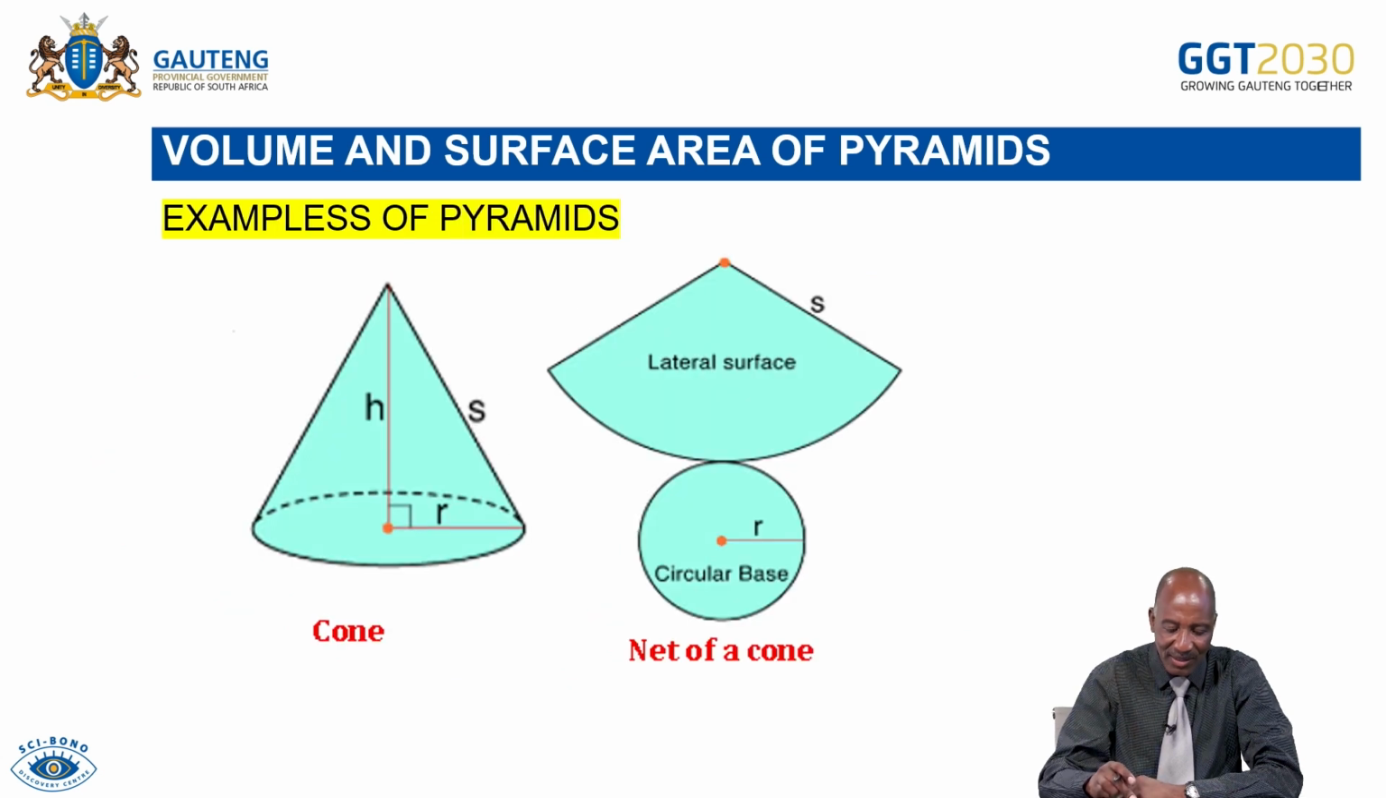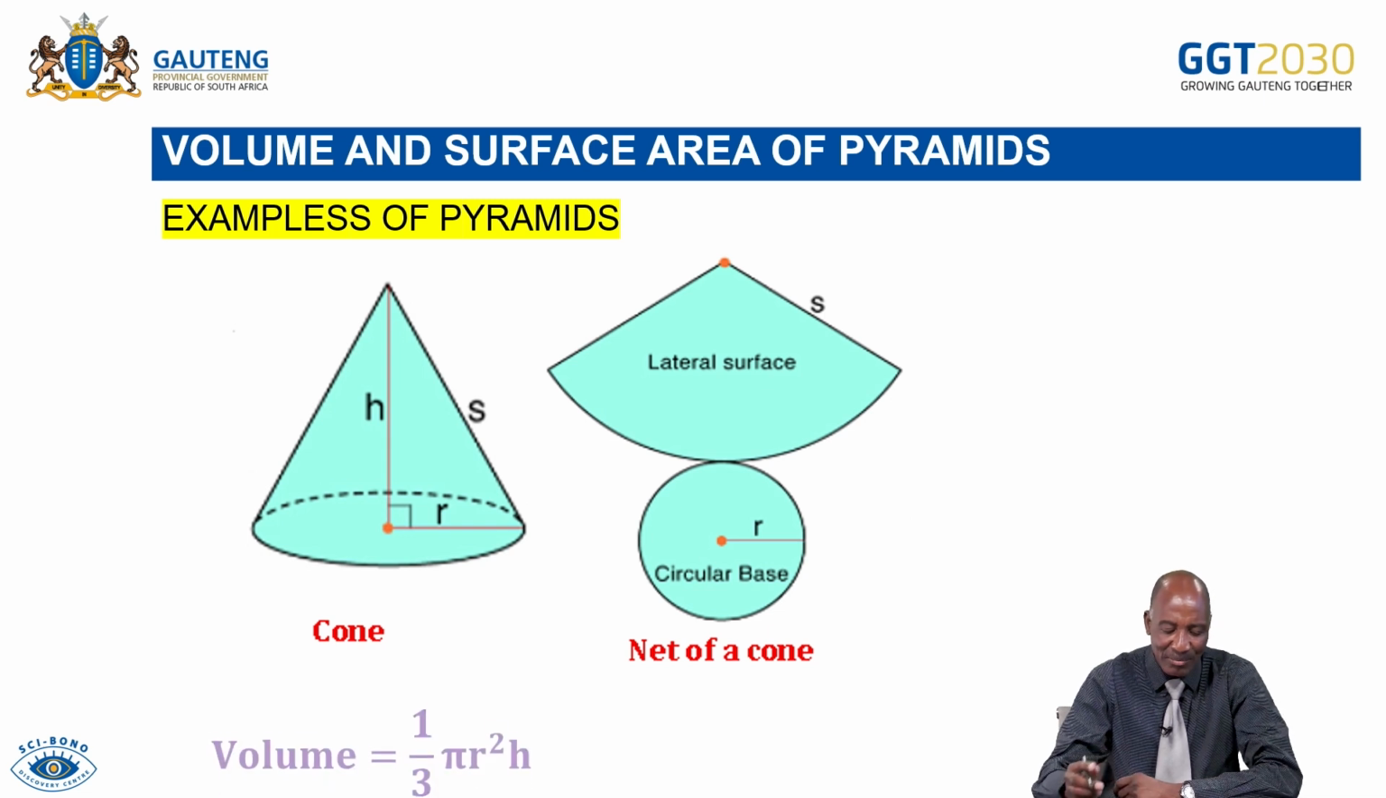Okay, right, let's move on to the next part of the question. This one is a special pyramid, which is a cone, right? In a cone, we have these 2 faces. There is what we call a lateral face and a circular base. It's made up of a circle at the bottom.